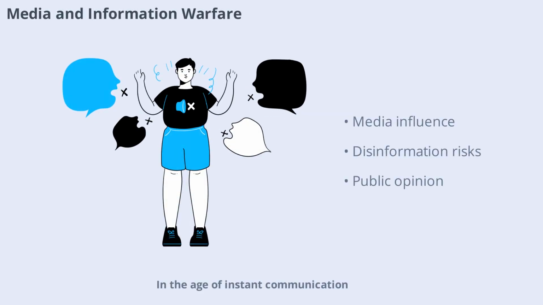In the age of instant communication, media and information have become battlegrounds for influence. Governments and organizations use news, social media, and propaganda to shape public opinion and advance their agendas. Disinformation campaigns can sow confusion and mistrust, making it harder to resolve tensions.